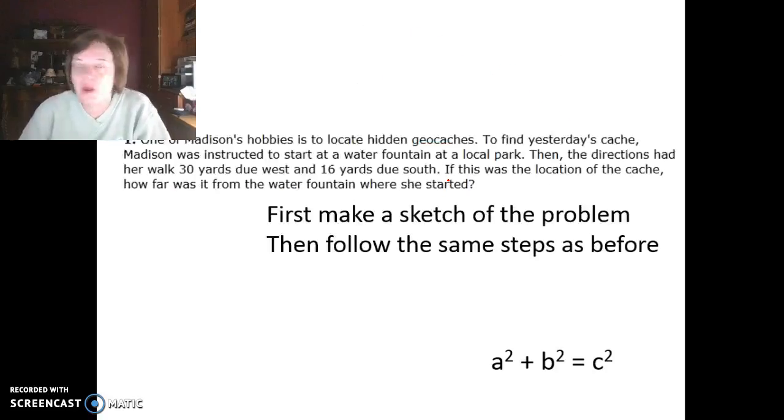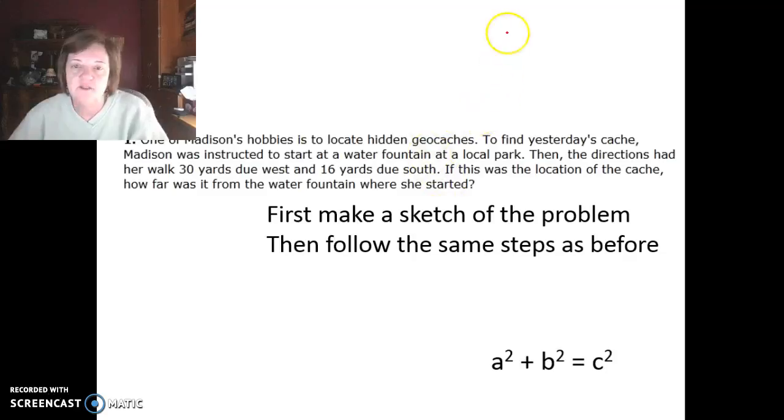All right, this is the last problem I'm going to do for you. We're going to talk about word problems. One of Madison's hobbies is to locate hidden geocaches. To find yesterday's cache, Madison was instructed to start at a water fountain at a local park. Then, the directions had her walk 30 yards due west and 16 yards due south. If this was the location of the cache, how far was it from the water fountain where she started?